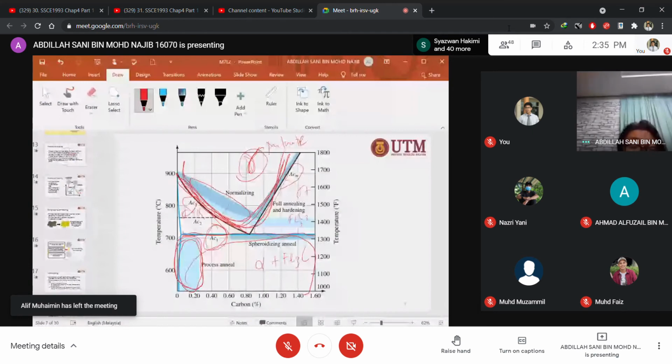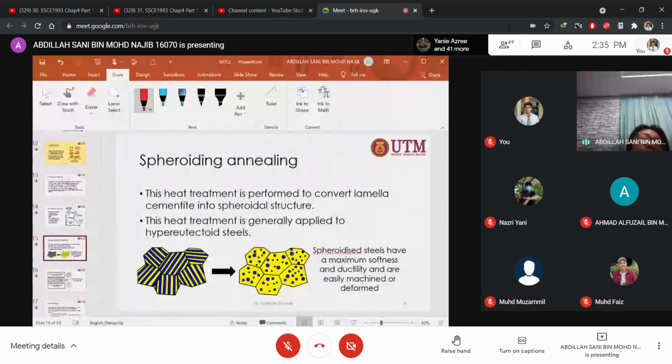And the last type of annealing is spheroidizing. The transformation from austenite into pearlite, when I say pearlite, it means ferrite plus cementite with this lamella structure. This alternating lamella structure can be altered by spheroidizing annealing. So instead of having this lamella, the cementite becomes round shape.